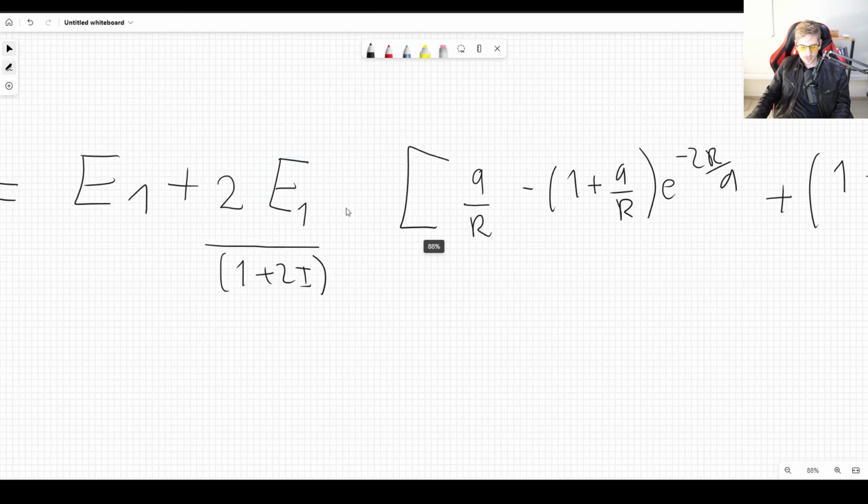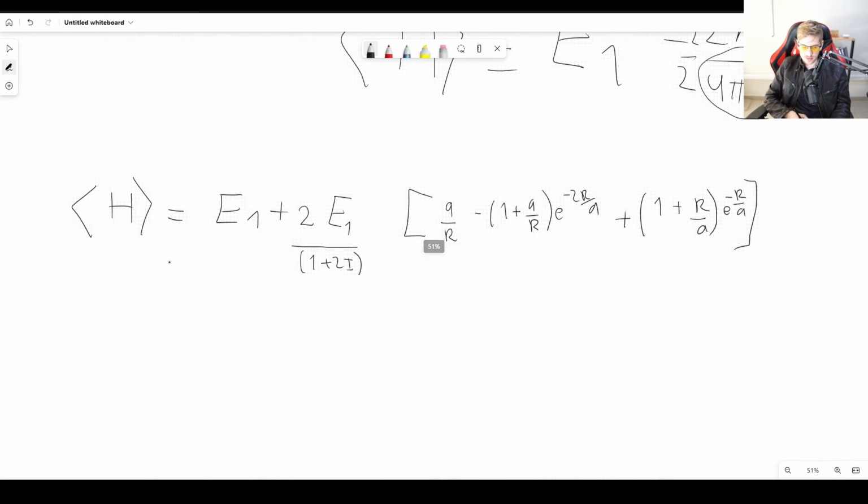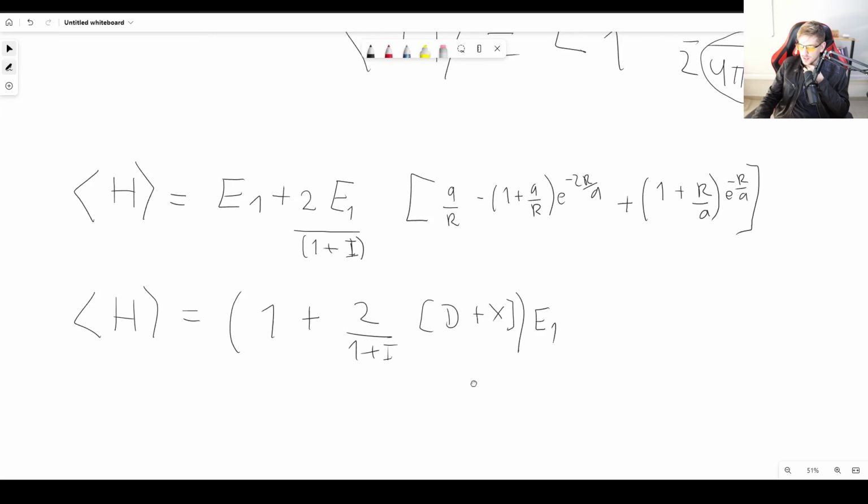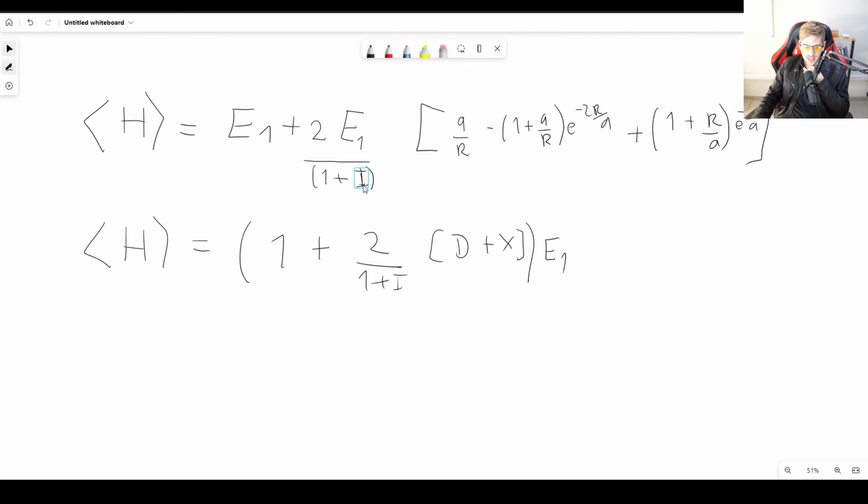Okay. And by the way, this is the same expression that Griffiths has in the book, in case you're wondering. Just to show it, we can factor this out, and we get 1 plus 2 over 1 plus, small mistake, this is just I, 1 plus I times D plus X. This is times E1. This is the same as what Griffiths has in the textbook, just so that you can compare it.